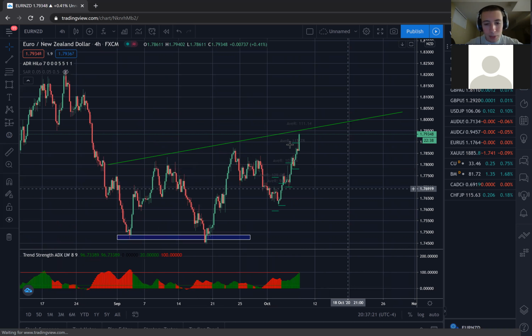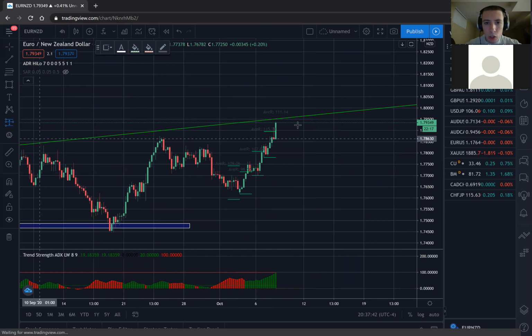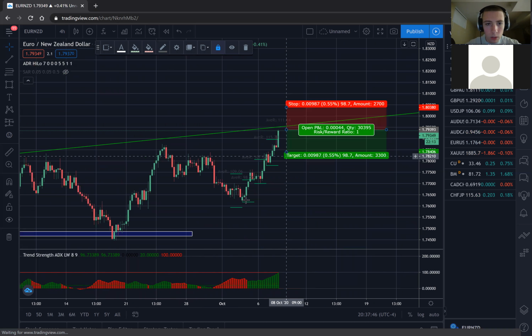And E-man, does Euro NZD wick a lot? Yeah, it seems like it does. It tends to, due to the inconsistency of NZD. This is probably going to wick out. If I was going to trade this right now, I've got 8 minutes to show a position. What would I do?